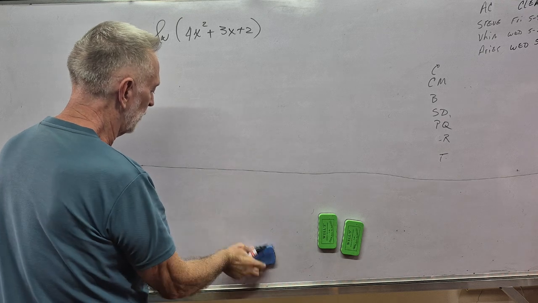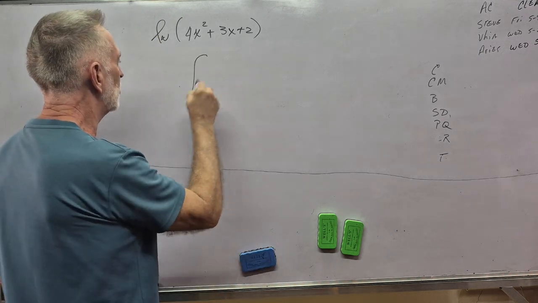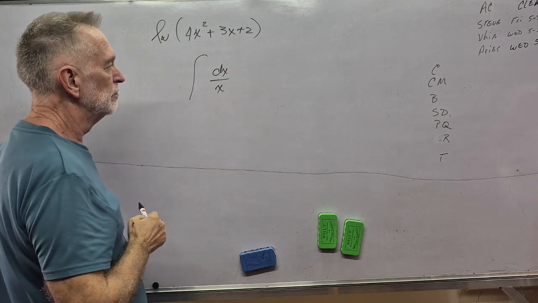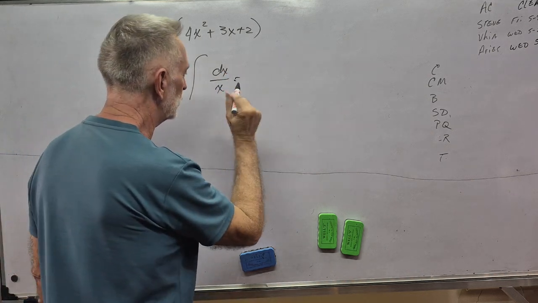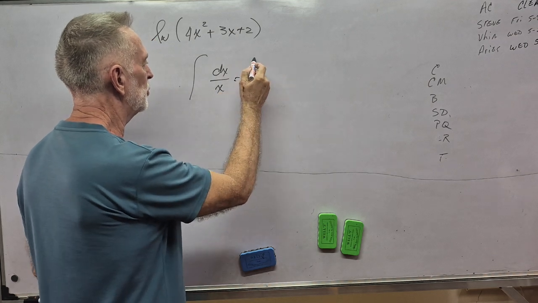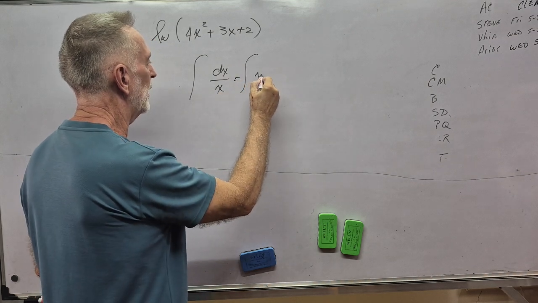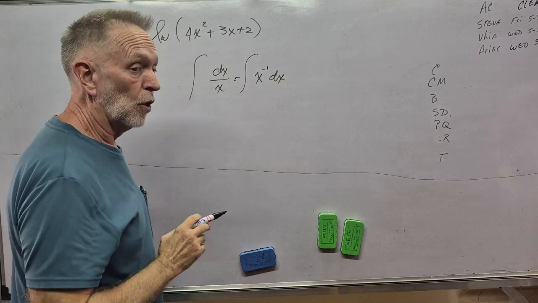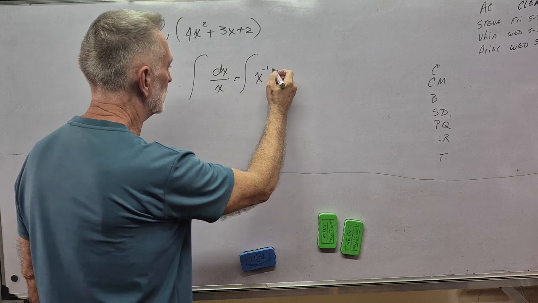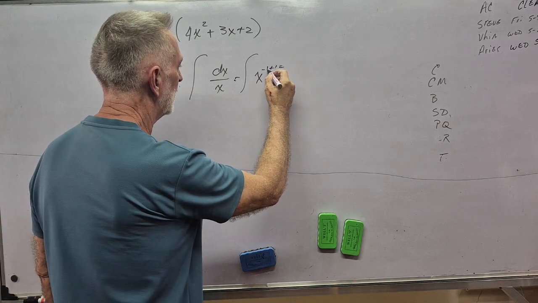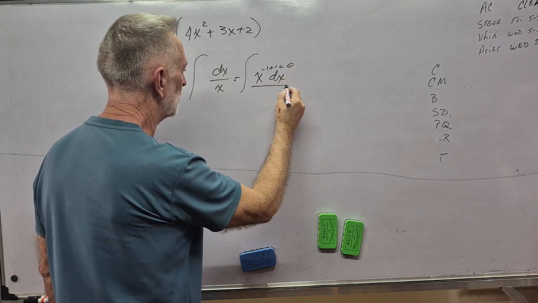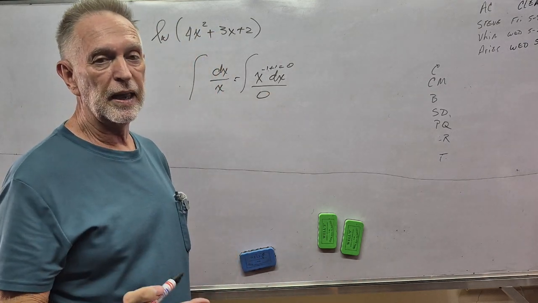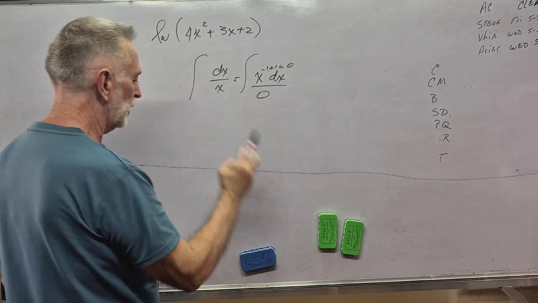What if I have the integral of dx over x? Okay, I could say, well, I'm going to bring this to the numerator, the integral of x to the minus 1 dx. Recall the integral, I'm going to increase the exponent by 1. Negative 1 plus 1 is 0, and I'm going to divide by that. Uh-oh, I can't do that. I can't divide.